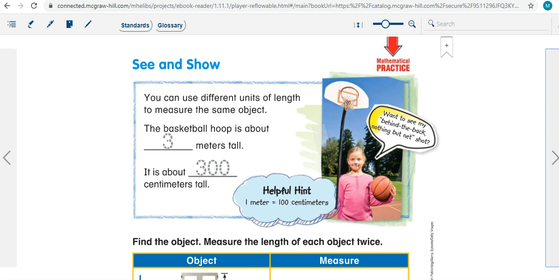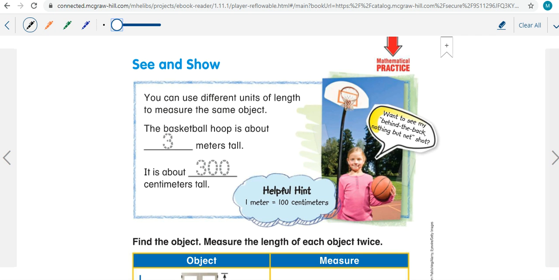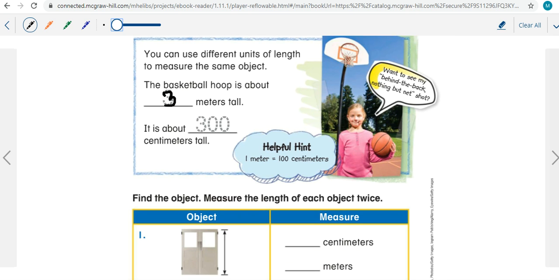Now, you can use different units of length to measure the same object. The basketball hoop, this one over here, is about 3 meters tall. Now, if you have 3 meters, how many centimeters is that? Remember, this is very important. Remember that 1 meter is equal to 100 centimeters. So if you have 3 meters, you need to add 100 plus 100 plus 100, which is equal to 300. Okay?